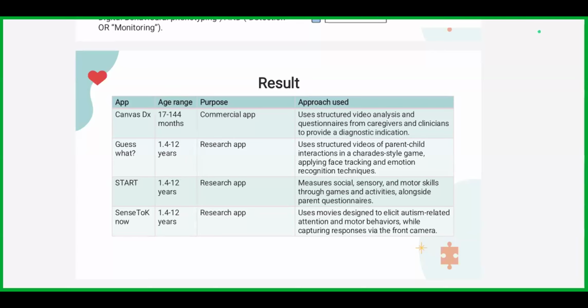Guess What is a research app for children from 1.5 years to 12 years. It uses structured videos of parent-child interaction in an arcade-style game, applying face tracking and emotion recognition techniques. Start measures social, sensory, and motor skills through games and activities alongside parent questionnaires, which are filled by the parents of the children who are suffering from autism spectrum disorder. Sense Talk is also for children from 1.4 years to 12 years. It uses movies designed to elicit autism-related attention and motor behavior while capturing responses via the front camera.